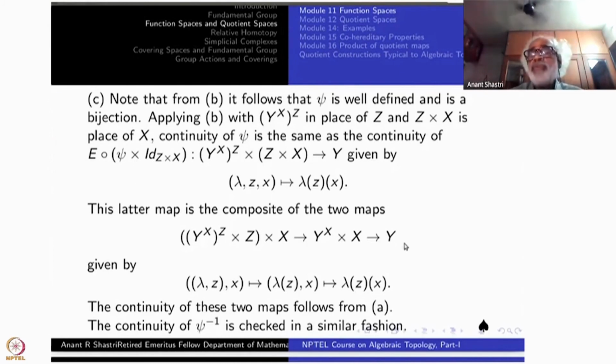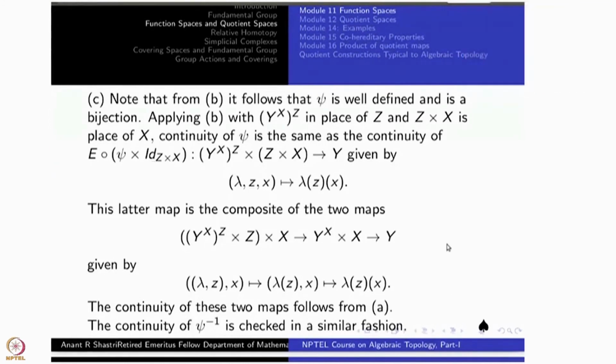The proof that psi inverse is continuous is exactly similar, actually a tautology. Everything is if and only if, so you can go ahead. So I will leave it to you as an exercise. You have to spend some time to get familiar with what is going on, playing with these exponentials and so on. So you can check that psi inverse is also continuous.